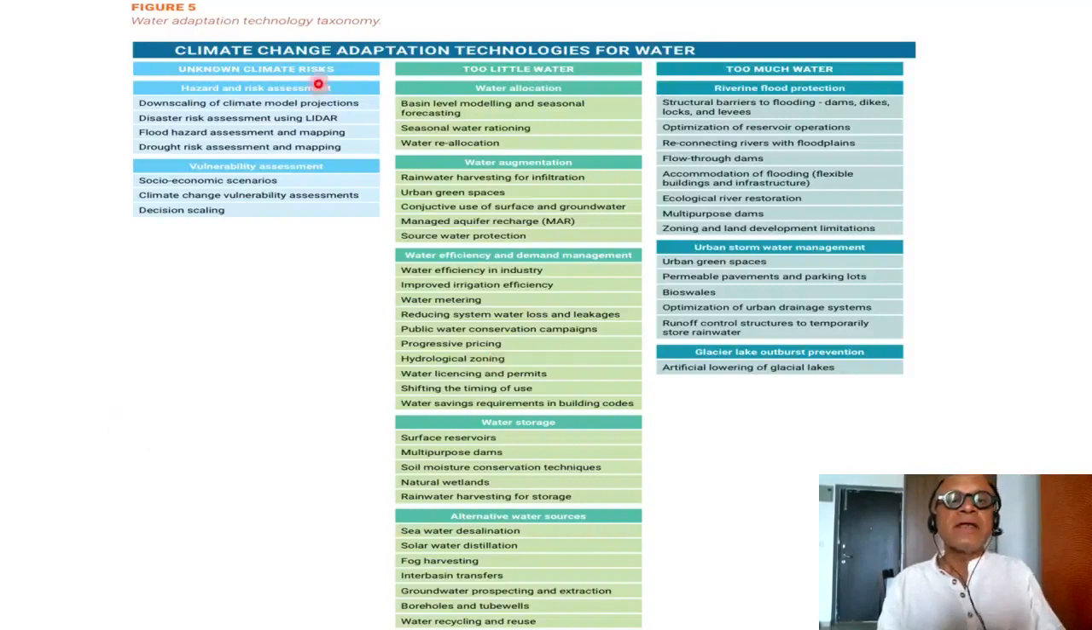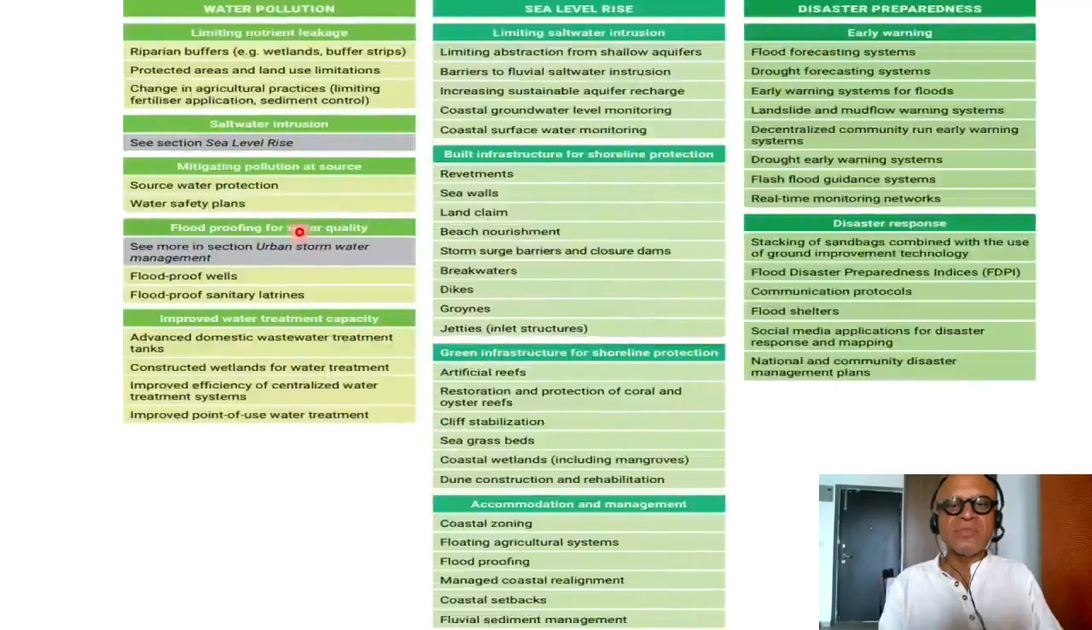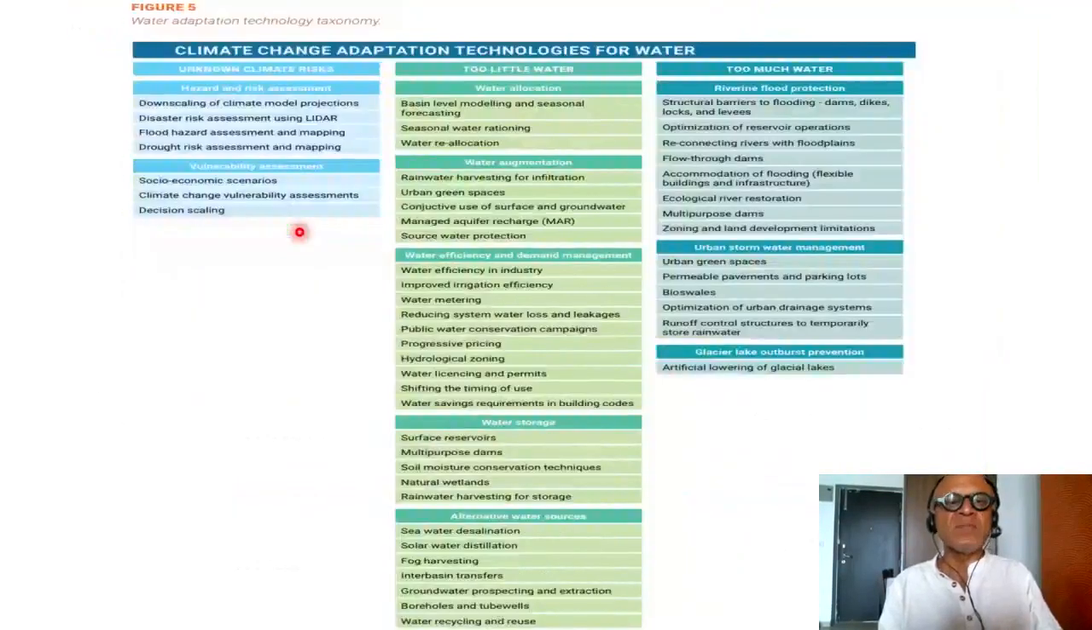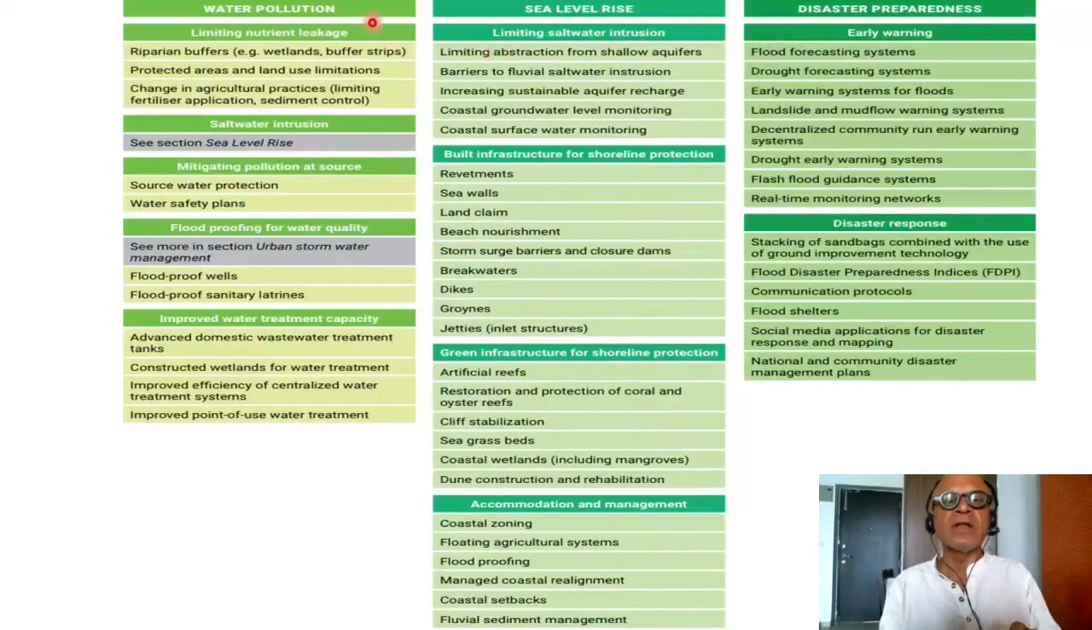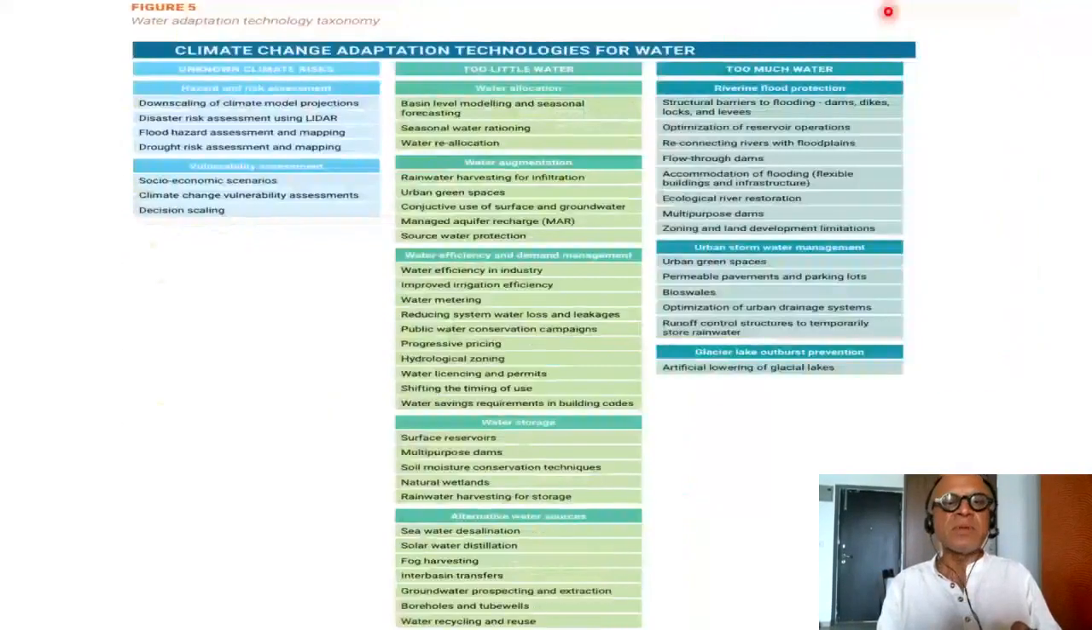Okay, so water adaptation technology taxonomy, climate change adaptation technologies for water. We again said 102, so there must be a caption here which I removed, but nonetheless, we are looking at what we said before: unknown climate risks, too little water, too much water, and then we look at water pollution, sea level rise, and disaster preparedness. So under these we had unknown climate risks, hazard and risk assessment, and vulnerability assessment. We are kind of transferring the concepts across all the sectors, which is good.